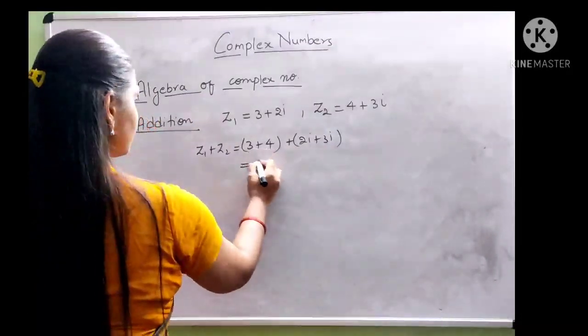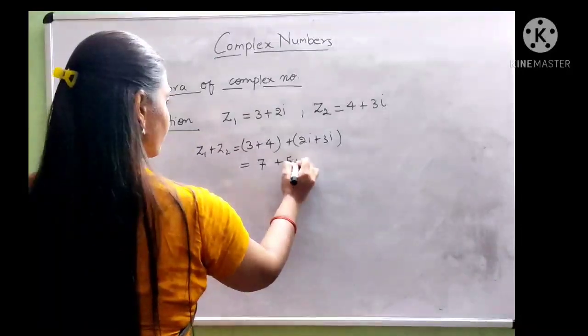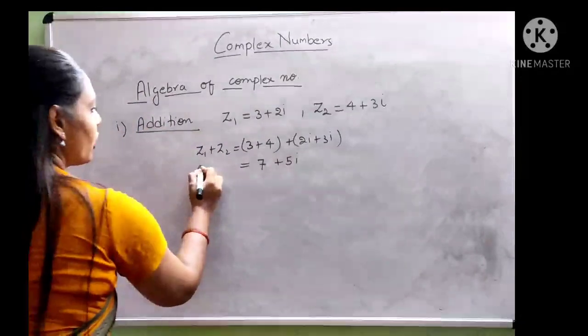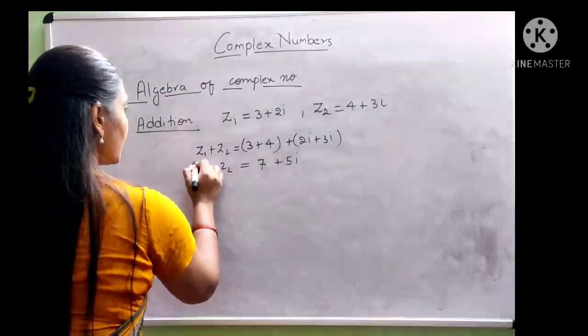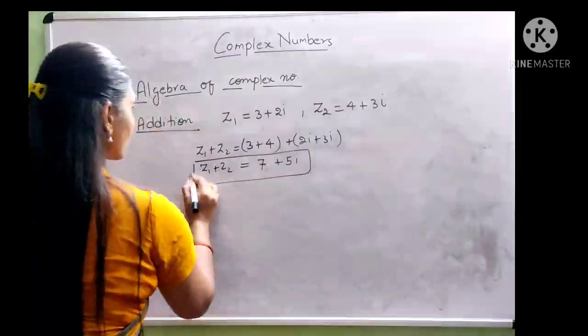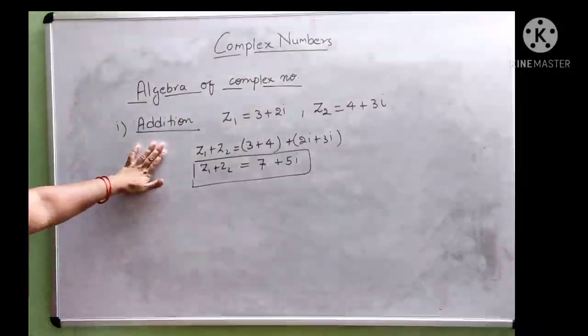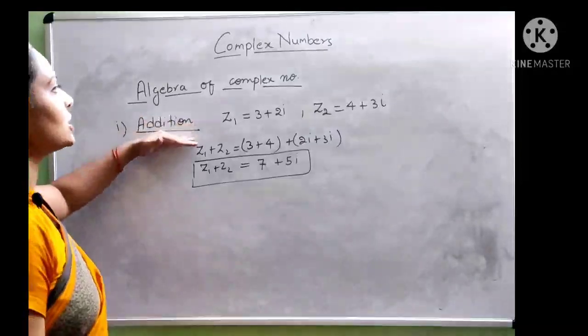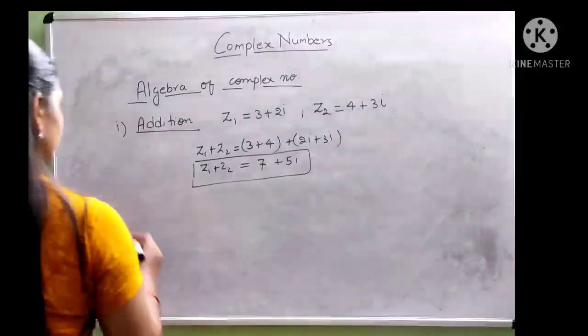What will I get over here? 7 plus 5i. So on adding two complex numbers, again we get a complex number. In this way we can perform addition in complex numbers.